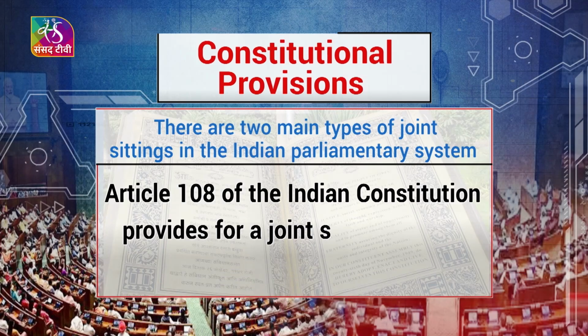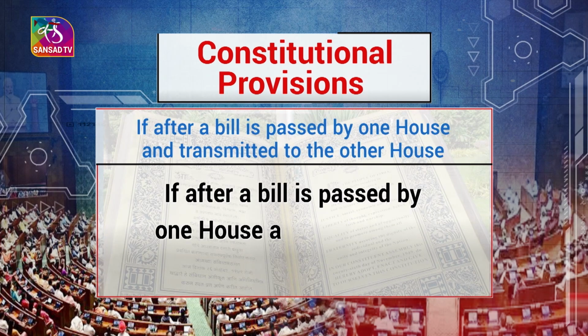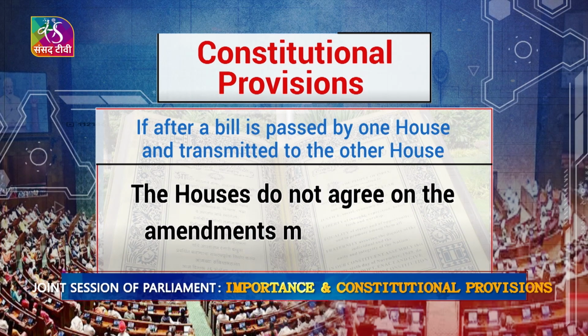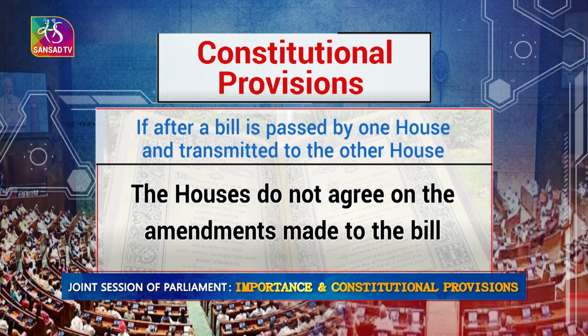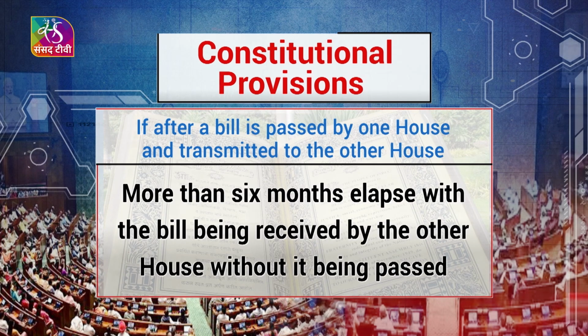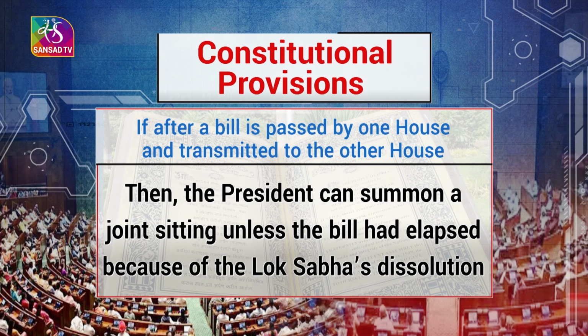Article 108 of the Indian Constitution provides for a joint sitting of both houses of Parliament. Accordingly, a joint session can be summoned when a bill is passed by one house and transmitted to the other house, and the other house rejects this bill, or the houses do not agree on the amendments made to the bill, or more than 6 months elapse with the bill being received by the other house without it being passed. Then the President can summon a joint sitting unless the bill had elapsed because of the Lok Sabha's dissolution.